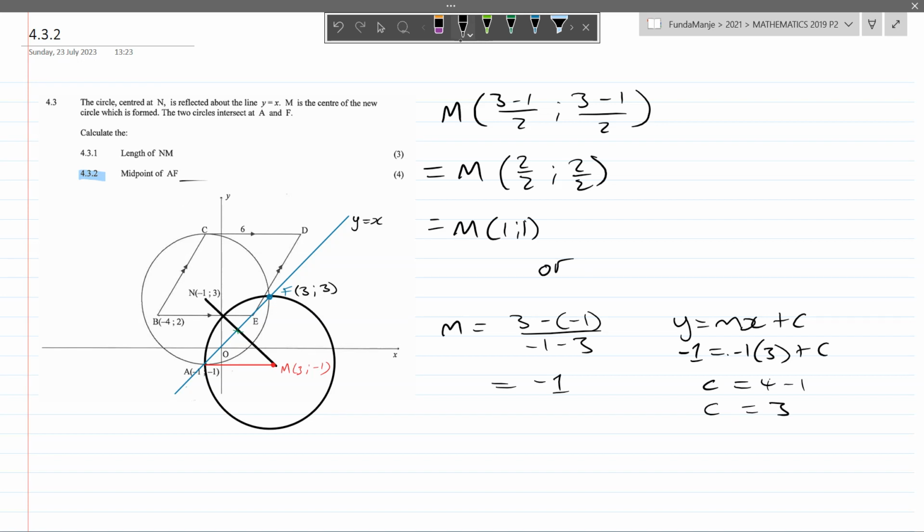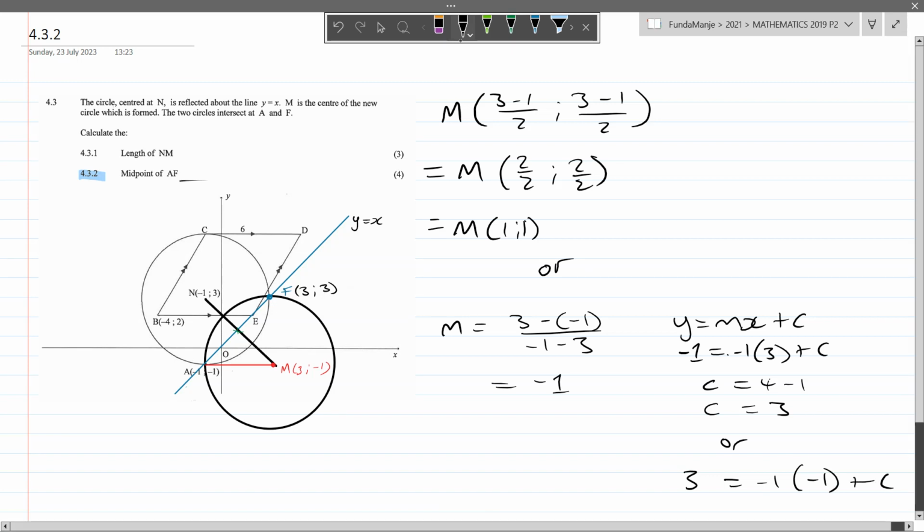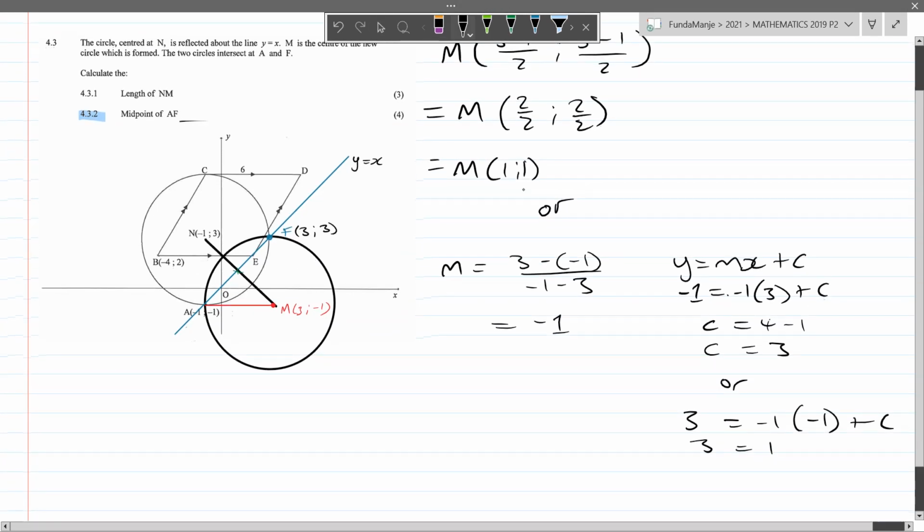This will be the same value if you use -1 and 3. So for my x, if I use -1 and use 3 for my y value, this is what I'll get: 3 equals -1 times -1 plus c. This will be +1 and 3, and c will be positive. Take 1 to the other side, we get a c of 2.